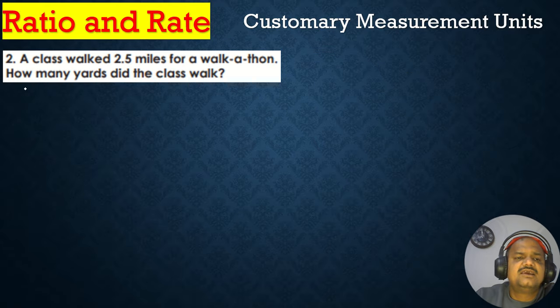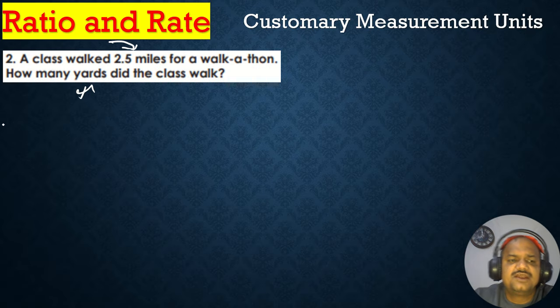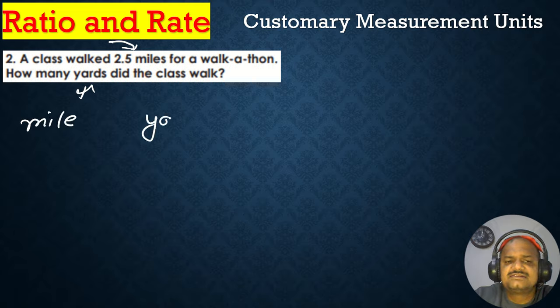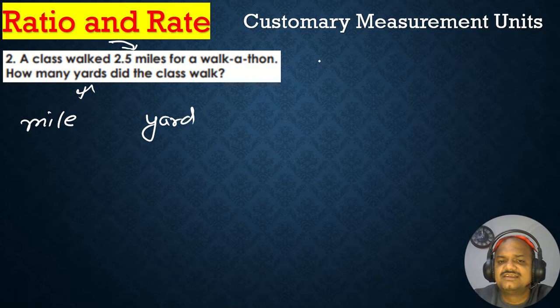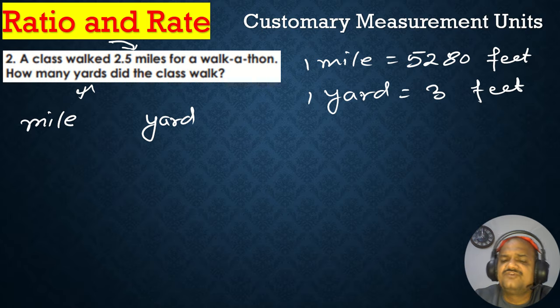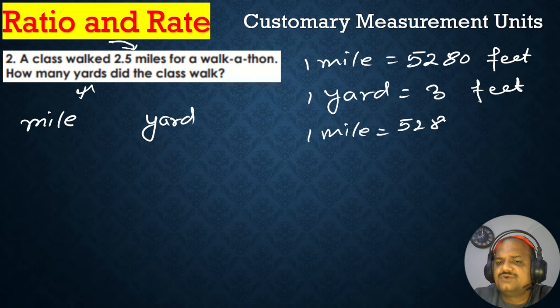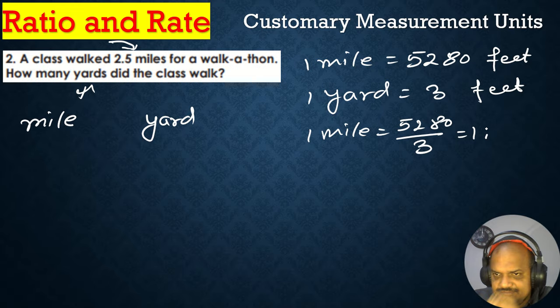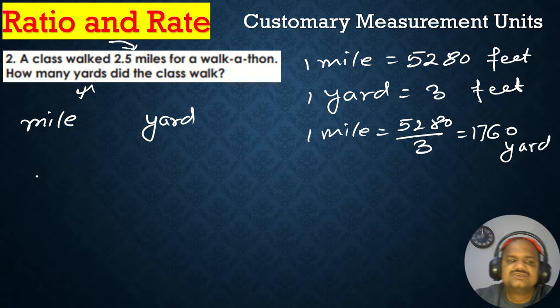Now the next question can be: a class walks 2.5 miles for a walkathon, how many yards? Now you see, one is mile and another is yard. So if you see the formula on the back side, 1 mile equals how much? It is 5280 feet, not yards. And 1 yard equals what? It is equal to 3 feet. So what will you do for mile and yard? You will divide by 3, yes? So 1 mile equals 5280 divided by 3, which means 1760. I think the division is correct. 3 sevens are 21 and 3 sixes are 18, 0.